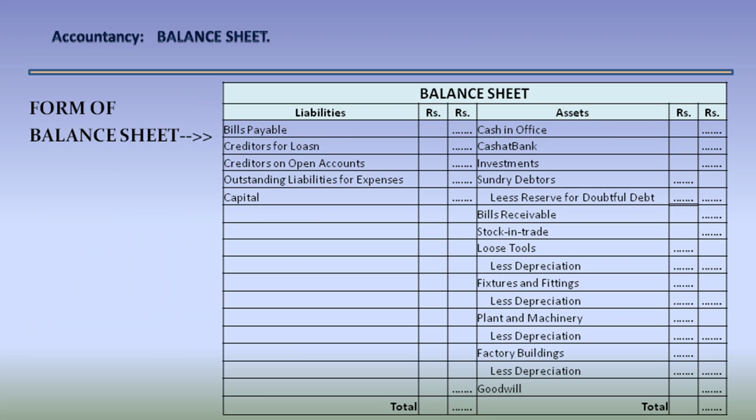Form of balance sheet. A balance sheet has a right side and a left side. On the left side, it contains liabilities such as bills payable, creditors for loans, creditors on open accounts, outstanding liabilities for expenses, and capital. On the right side, the asset side: cash in office, cash at bank, investment, sundry debtors less reserve for doubtful debts, bills receivable, stock in trade, loose tools less depreciation, fixtures and fittings less depreciation, plant and machinery less depreciation, factory buildings less depreciation, goodwill. On totaling, the balance sheet should tally, and it will match by the principle of the double entry system of accounting.